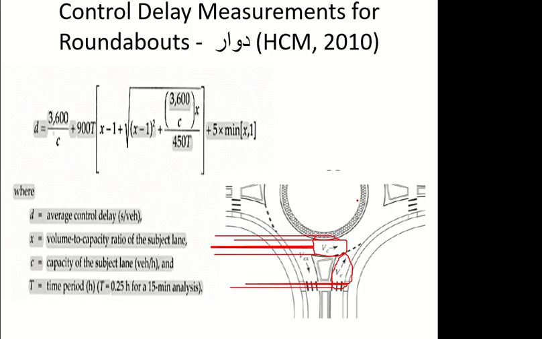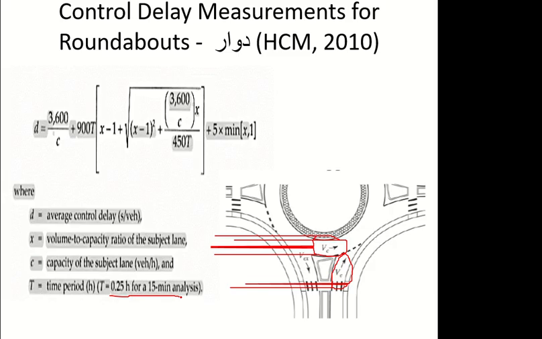Capital T means the time interval taken for counting the flow, which is normally 15 minutes, but it should be converted to hours for this equation. So 15 minutes converted to 1 hour means 0.25. So you can consider it like a fixed value, 0.25. Capital T is 0.25, but the logic behind it is that you are taking it for the 15-minute interval.